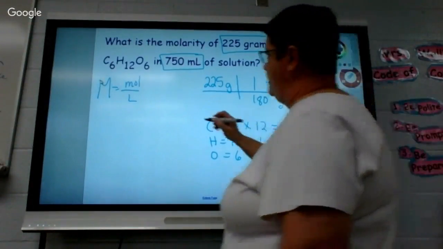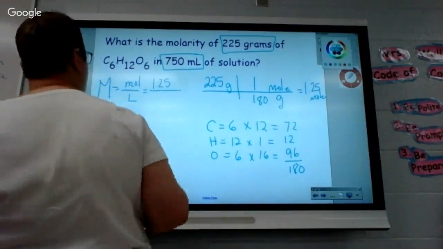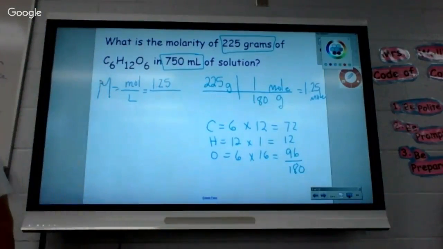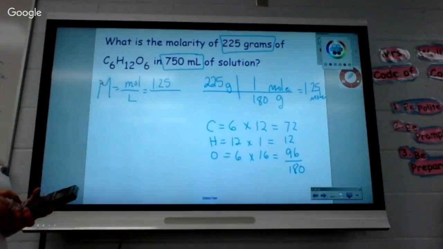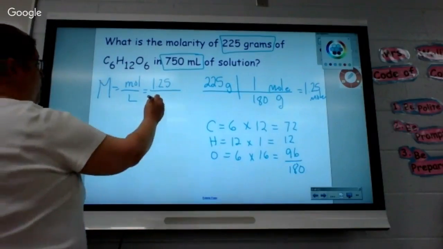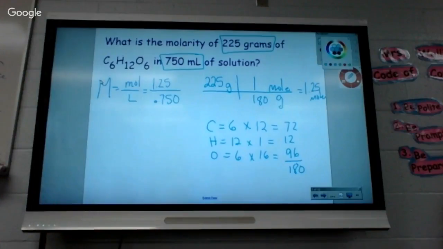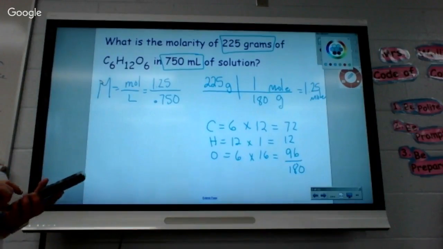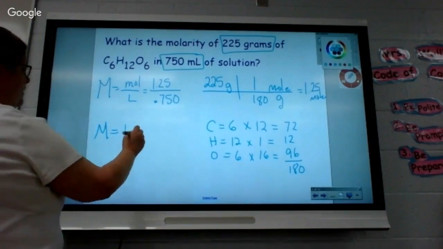All right, so that's going where moles is. What do I do to get my volume? 750 divided by 1,000. Okay, so I get 0.750. What do I do to get molarity? That's it. 1.25 divided by 0.750. I get big M equals 1.66.